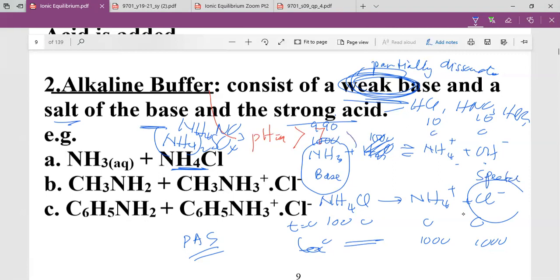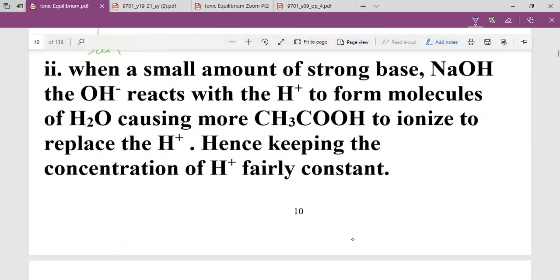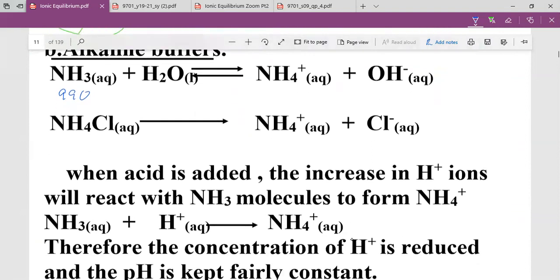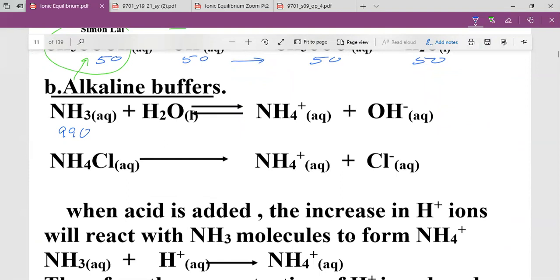So basically, plenty of base, plenty of your conjugate acid. This is a base. These 2 are your base and acid. And that's how they react. Now here, I'll show you how they react. Remember, this is your base. There's 990 here, and this one here. So this is a normal one. It's not completely dissociated. So this is 1,000 here, and this is your 10 here and 10 here.